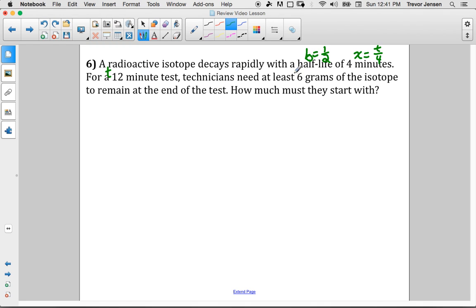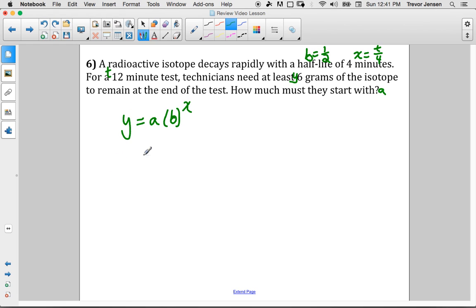Technicians need at least 6 grams of the isotope to remain at the end of the test. Okay, so it gives us our future value. It tells us how much we need to end with. That's our y. How much must they start with? So we're looking for the a value this time. So this question's a bit different. Let's write our general equation of an exponential relationship, y equals a times b to the exponent of x.